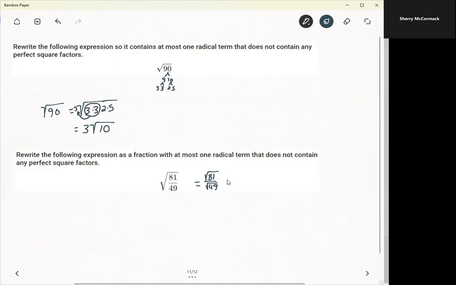Well, square root of 81 is 9. The square root of 49 is 7. So that would be my answer to this.